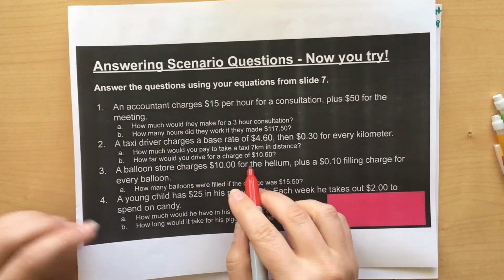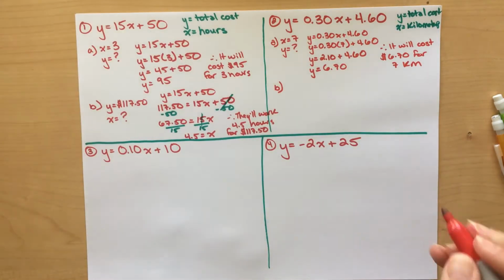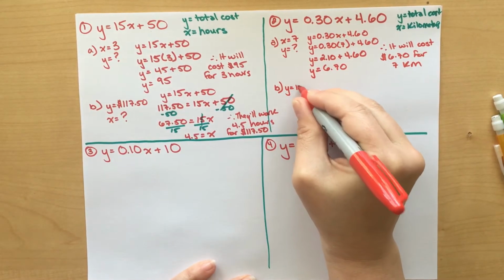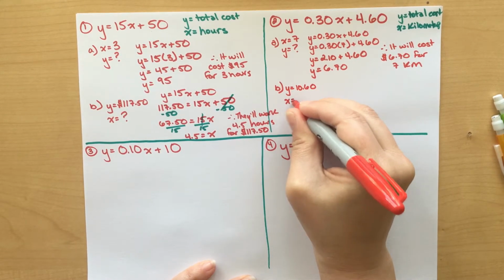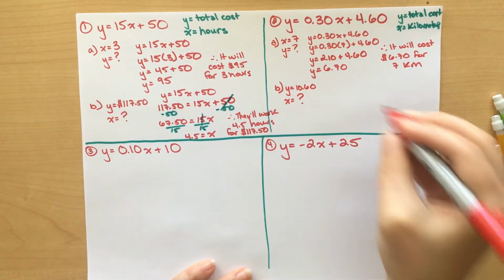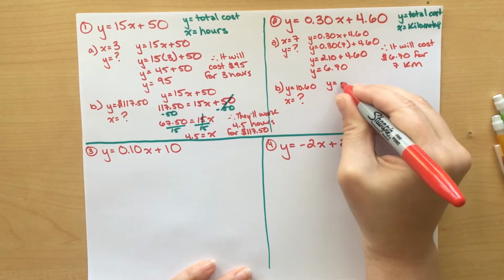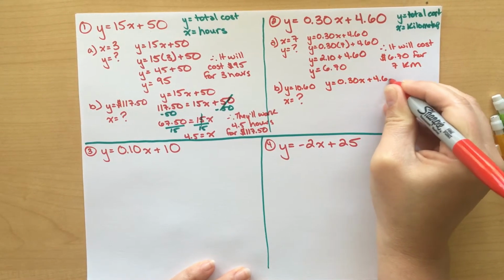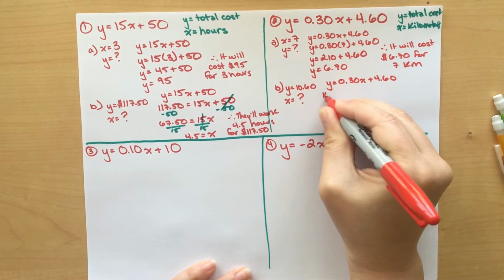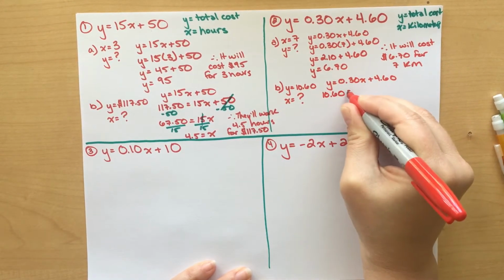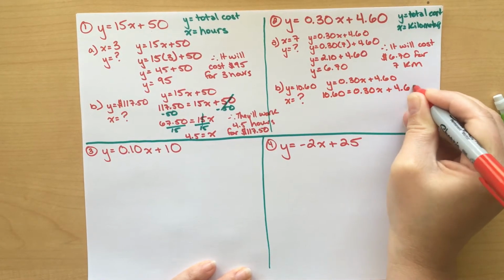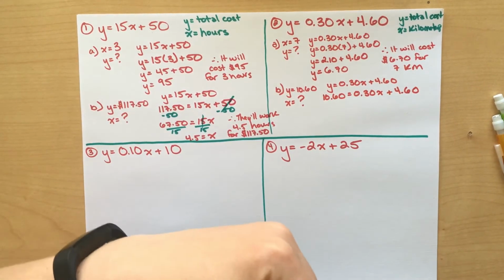Okay, and B, how far would you drive for a charge of $10.60? So in this case, we know that total charge, it's $10.60. We need to know what the kilometers are. That's what we're solving for. So y equals, I'll start with the formula again, the equation. I'm going to sub in the $10.60 for y. We don't know x. And then let's see if we can use that balance method to figure it out.